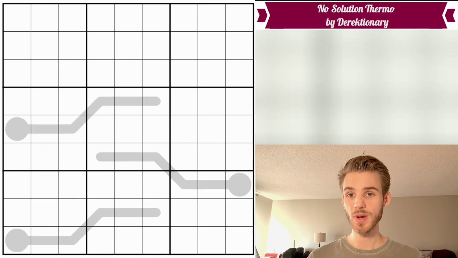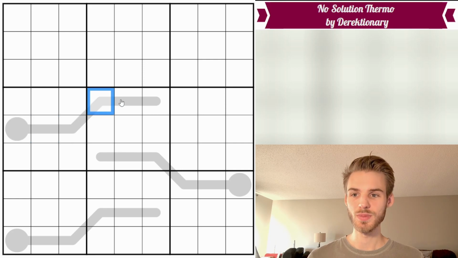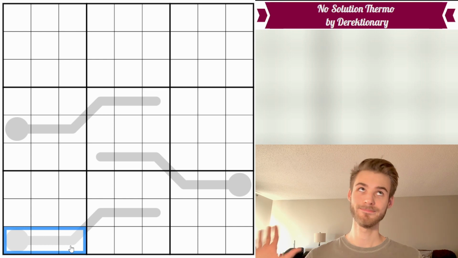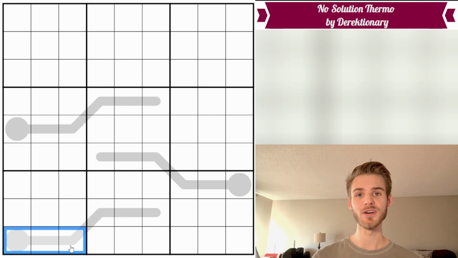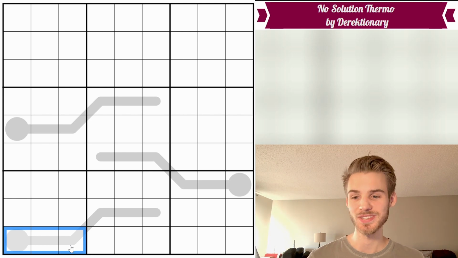Let's move along to Derektionary's no solution Thermo. And again, thermos have to increase from the bulb ends. We can see... Oh, I'm way ahead of myself. I'll let you get ahead of myself and figure out what's going on in this puzzle before I explain what's going on in this puzzle.